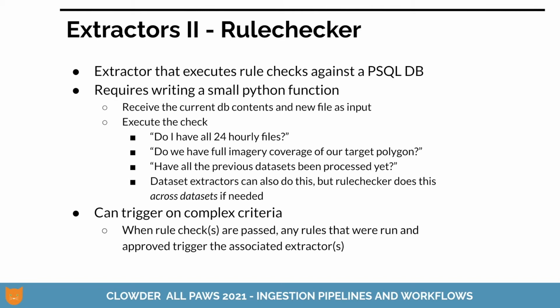Dataset extractors can do this to a degree, but the key is that Rule Checker can do this across datasets or even across collections. Any information that comes into the Rule Checker can cross-reference other information from other executions of the Rule Checker. So again, this is kind of a basic workflow framework that we've used in certain projects to coordinate the execution of multiple different extractors. And it can also trigger on complex criteria. So while the individual rules are simple, you can check as many rules as you want against each incoming dataset, which makes it easy to write these workflows that can branch off in different directions depending on the conditions that are met.